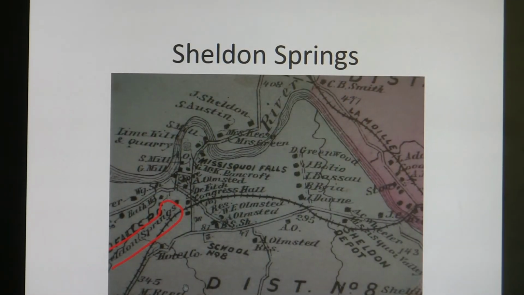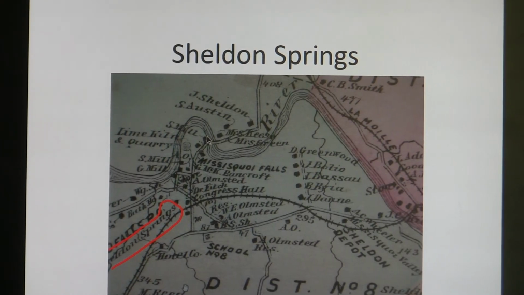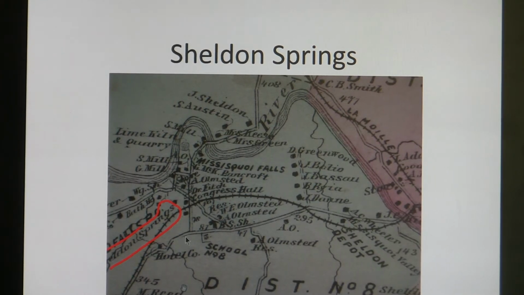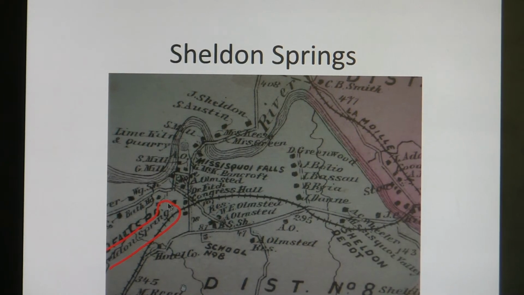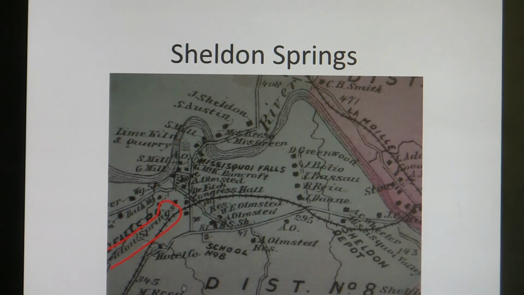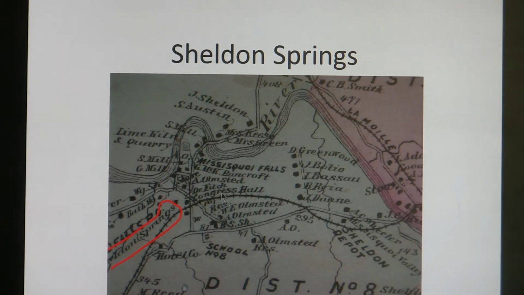Sheldon Springs, which is right now known as Sheldon Springs, was originally known as Olmsted or Olmsted Falls, because of the Olmsteds. And right here in this red circle is the past and current location of what we know as Sheldon Springs. And right about here, a little further out, is Congress Hotel. We'll cover that a little later.